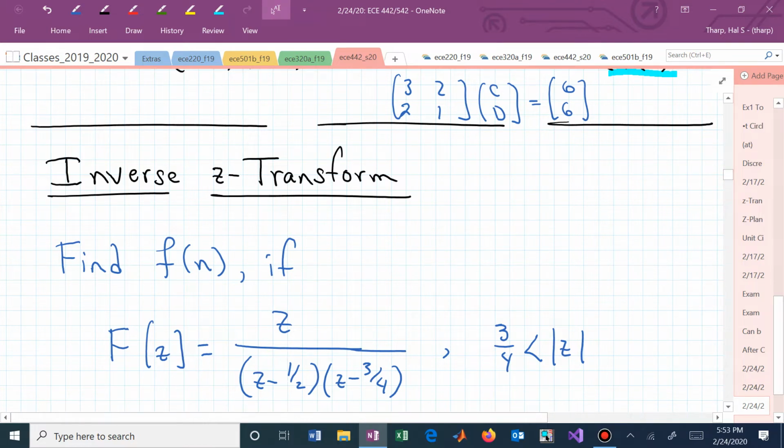Let's now find the time domain sequence f of little n given the following transform expression for capital F of z and the region of convergence specified by the magnitude of z.